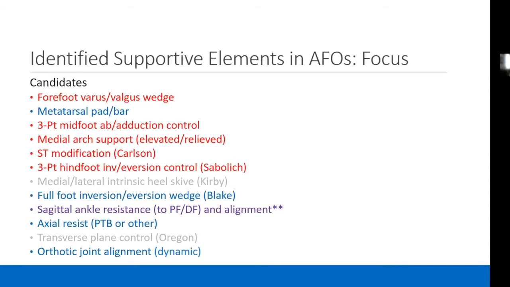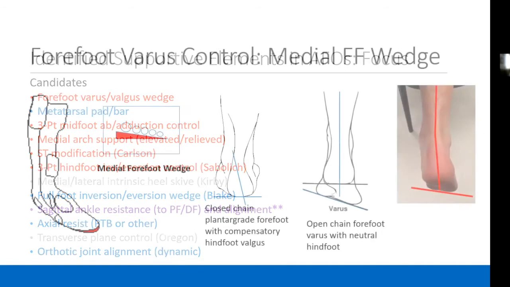So today, with respect to what we're going to talk about, I'm going to talk about what's in red mostly. Forefoot varus valgus wedge, 3-point midfoot abduction control, arch support, ST mod, and 3-point hindfoot control. I'm also going to talk about orthotic joint alignment. And in my practice, I've found that these are very basic areas of support to control posture, and I've also found them to be most effective in the management of patients.